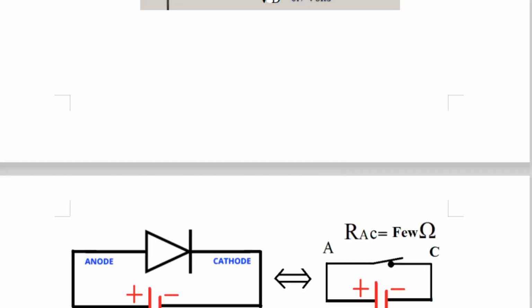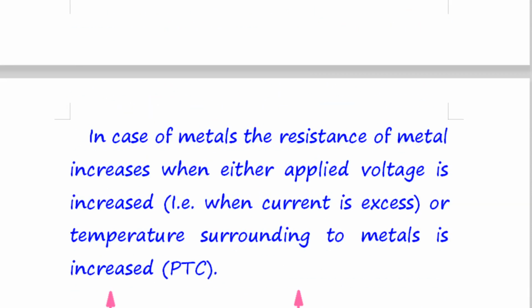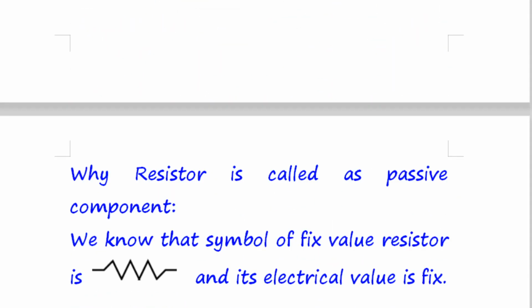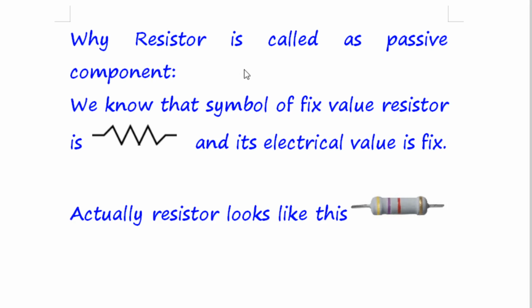And now there is one concept in electronics which is very simple, where we'll try to understand why a resistor is called a passive component. We have completed the IV characteristics, that is, the forward bias characteristics topic. But this concept is very simple, so we'll try to understand why a resistor is called a passive component.